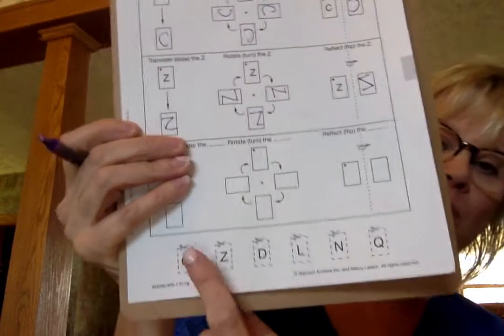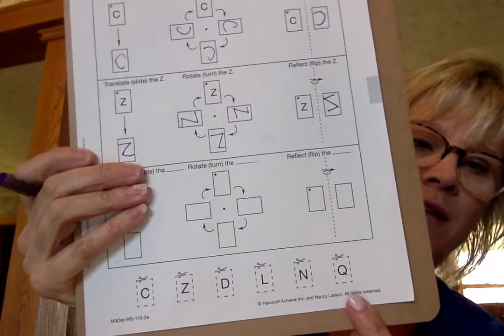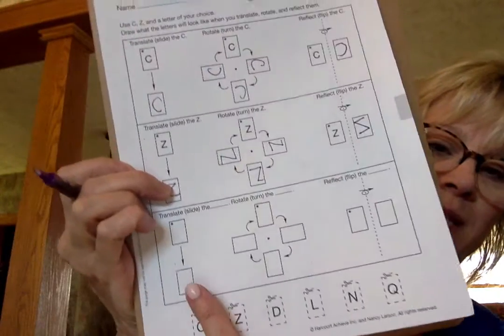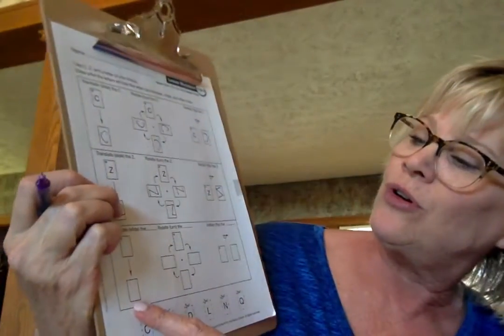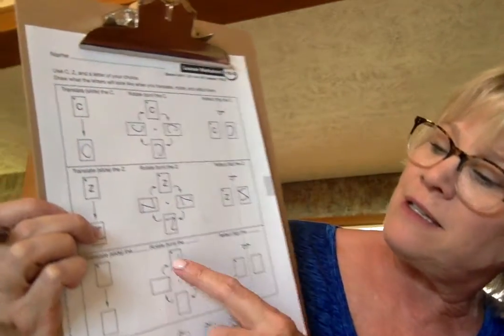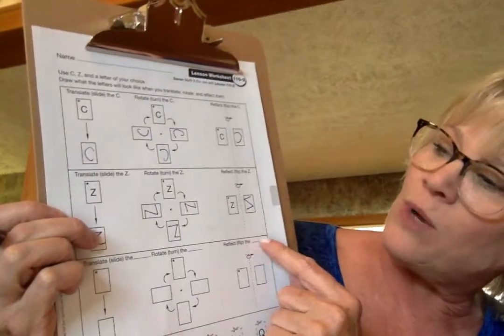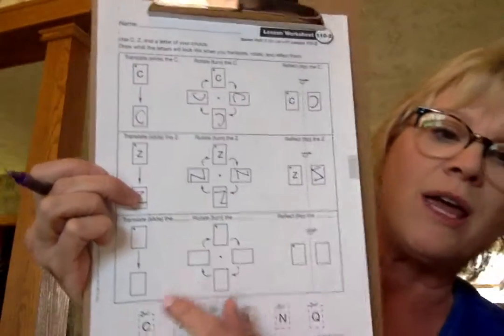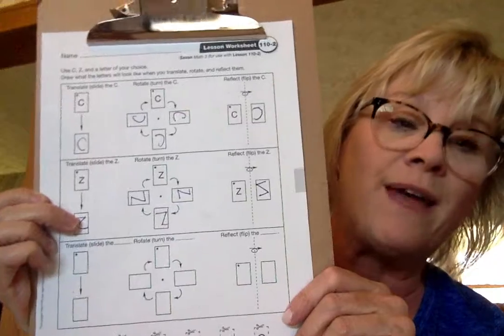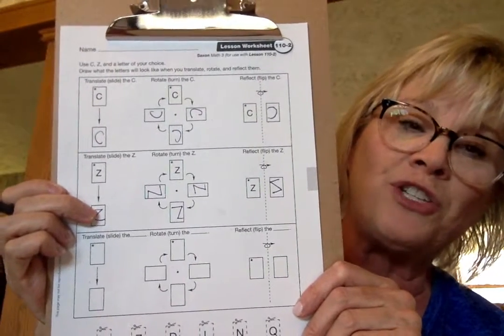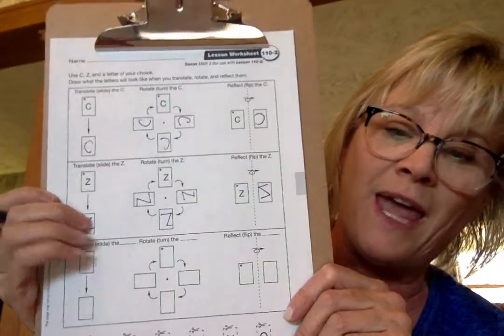Now I want you to cut out one of these other letters, and it's your choice, and do the translate, the rotate, and the reflect. Write what letter you chose up here. You'll have letters left over, and that's okay. When you're finished, take a picture and let me see it. Have fun.